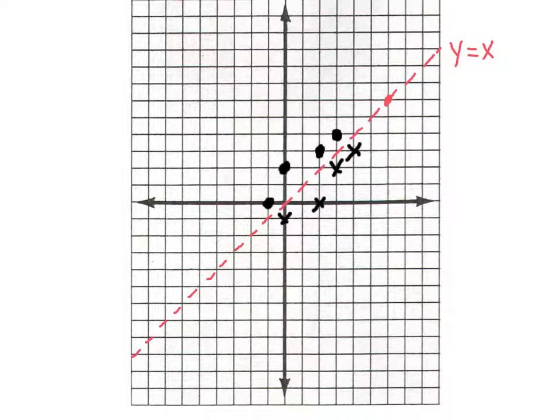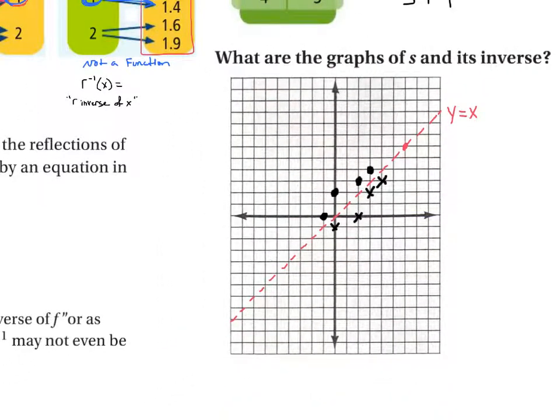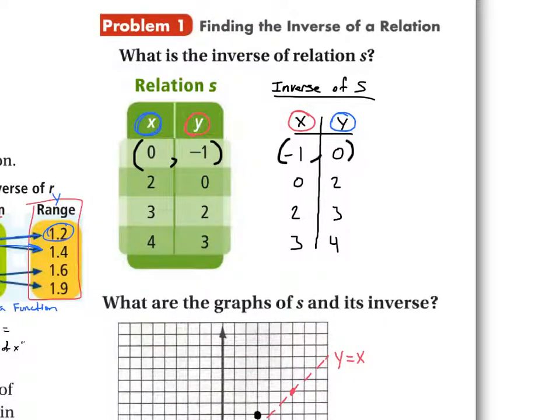So, why is that? Why is it at y equals x? Why is that line important? And does that work every time for every inverse? Well, first off, the answer to that question is yes. Every single relation or function, if we graph it, the inverse will be the mirror image of it about that line.